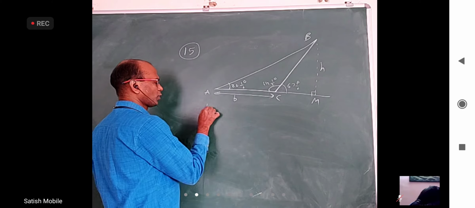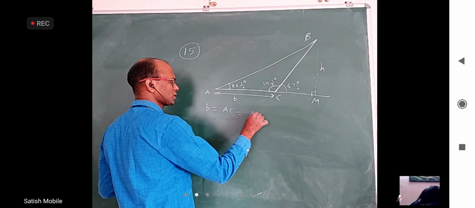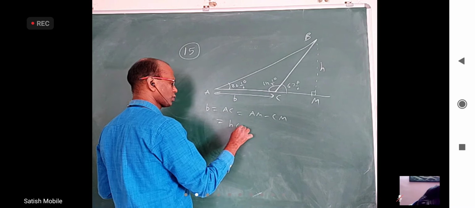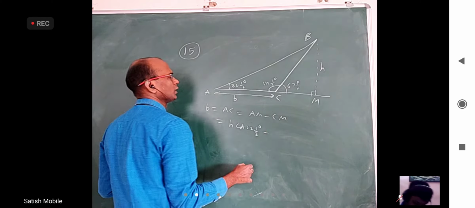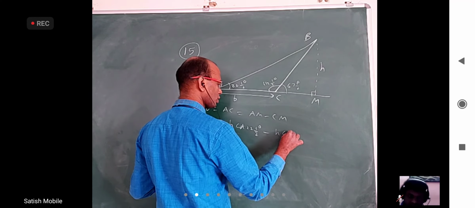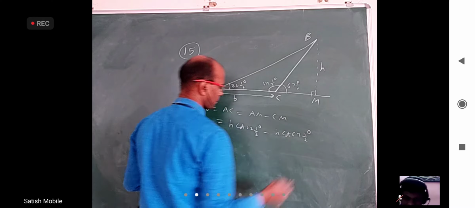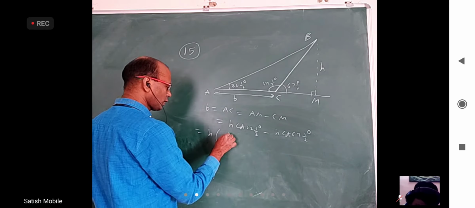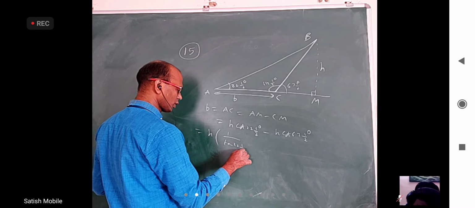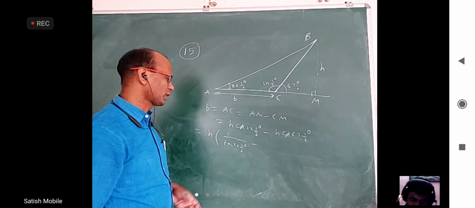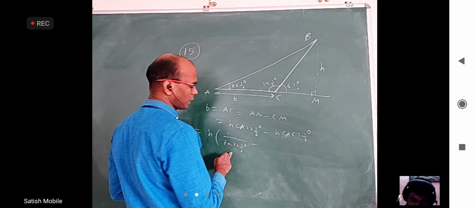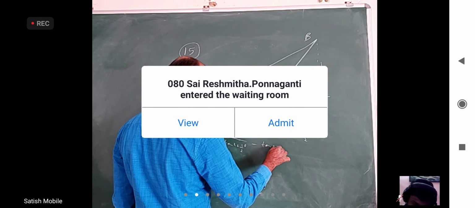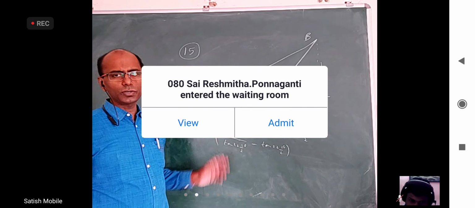Okay, so you can write small b, which is AC, as AM minus CM. AM is from the big triangle H cot 22 and a half degrees. CM from this triangle H cot 67 and a half degrees. If I take H common, cot 22 and a half, I can write tan 22 and a half. I know its value, some root 2 plus 1, root 2 minus 1. Cot 67 and a half, we can write 90 minus 22 and a half, it will be tan 22 and a half degrees. If you know the tan 22 and a half value, it's fine.